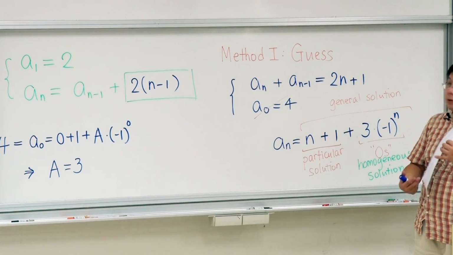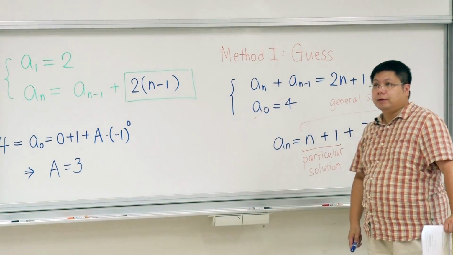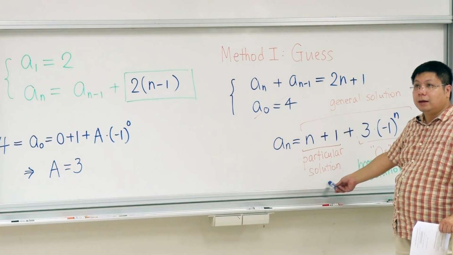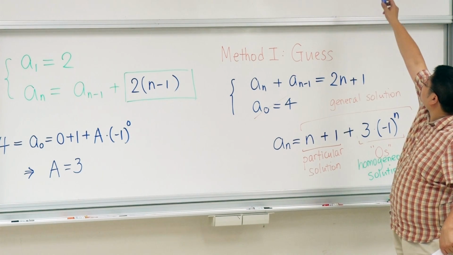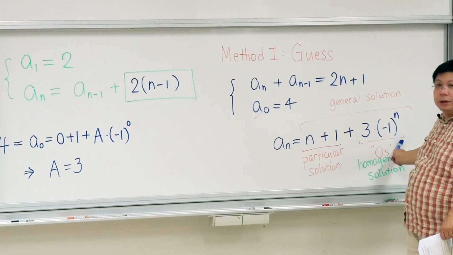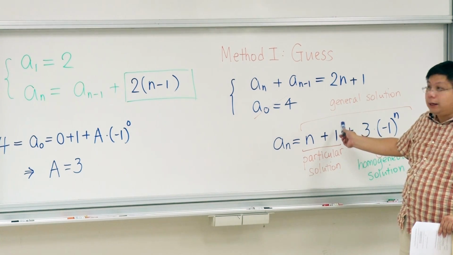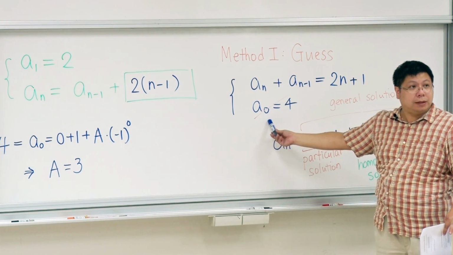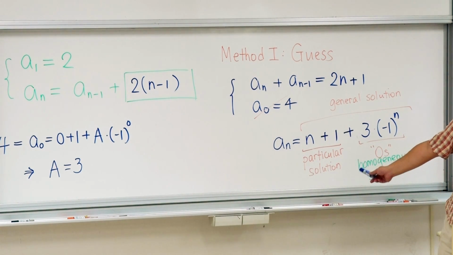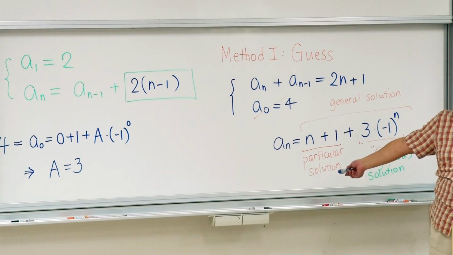So here, this demonstrates one way of solving a recurrence relation. First of all, we try to guess the particular solution and then find out the homogeneous solution. And then we combine the particular solution with the homogeneous solution to get the general solution. Once the general solution is obtained, we use the boundary condition to solve for the unknowns. So previously, we had an unknown big A. We solve for A equal to 3, and then it works. Okay? Is that okay?